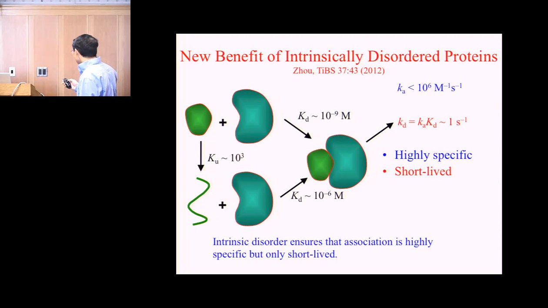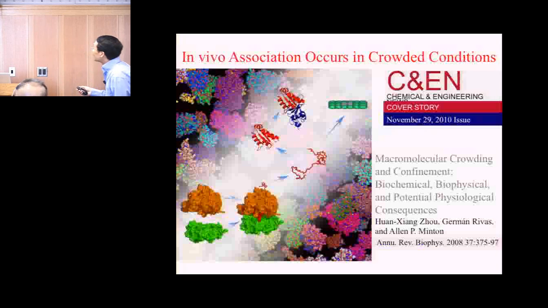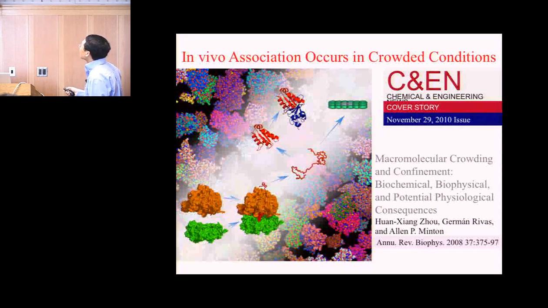All right, so I want to move on briefly to what happens when association occurs in a crowded, cell-like environment. As I said earlier, biological processes, protein synthesis, folding, binding, aggregation, they all occur in a context of a high concentration of bystander macromolecules. And the question is whether, or how much, this crowded environment affects the various thermodynamic and kinetic properties.